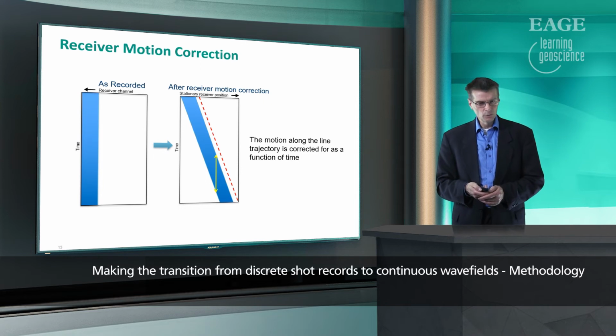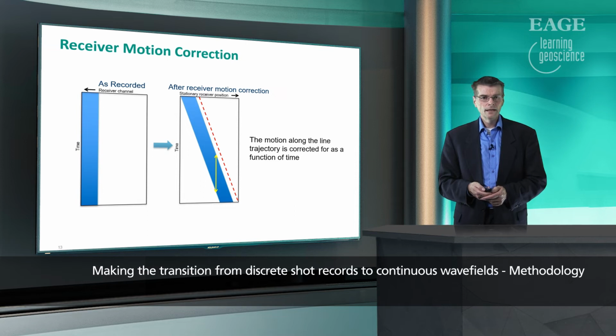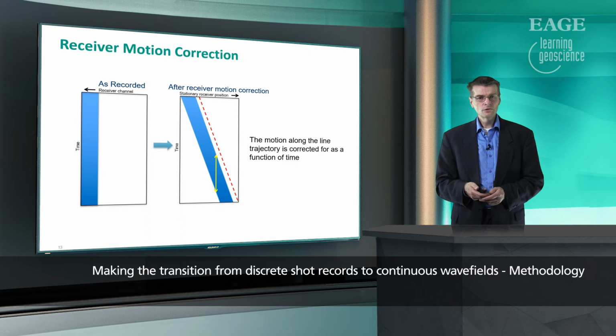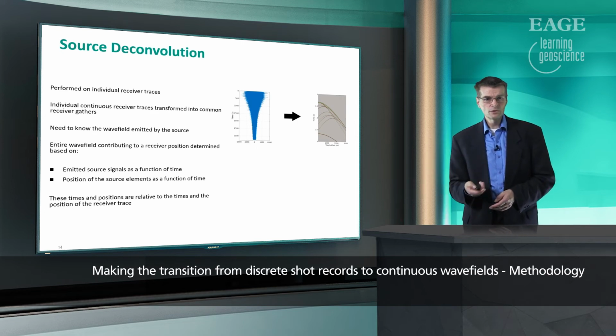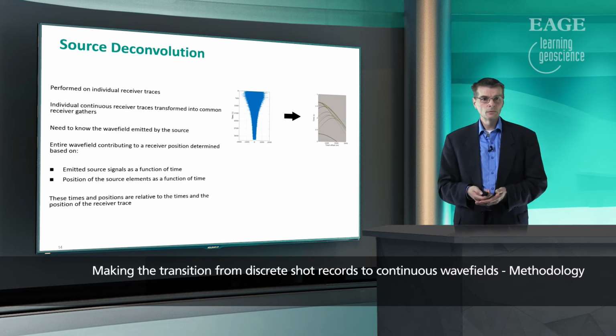The yellow line represents a stationary receiver location, and the red dashed line represents the location of the source as a function of time in front of the streamer. What we do in the source deconvolution step is loop over each of these stationary receiver locations and deconvolve the wavefield. So in the source deconvolution step, we perform this on individual receiver traces.